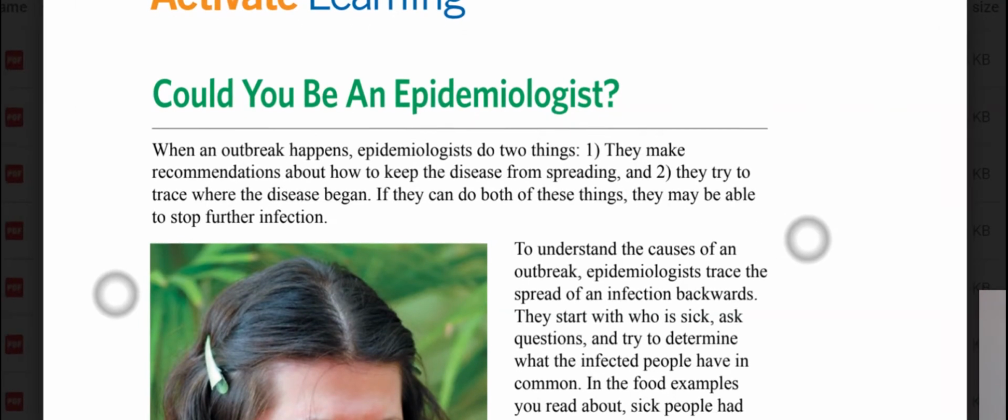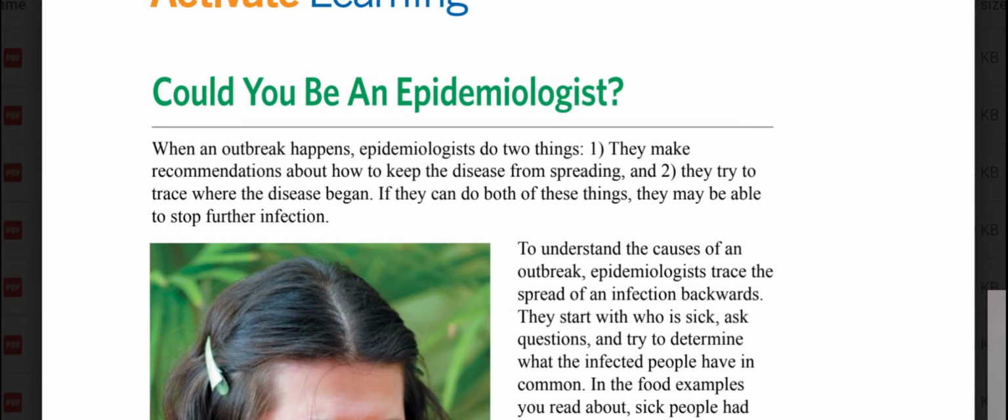Could you be an epidemiologist? When an outbreak happens, epidemiologists do two things. Number one, they make recommendations about how to keep the disease from spreading. And number two, they try to trace where the disease began. If they can do both of these things, they may be able to stop further infection.